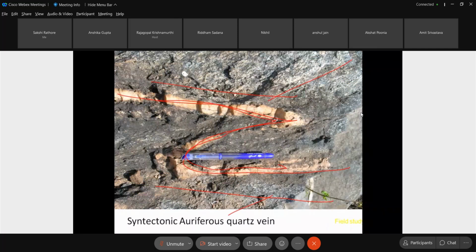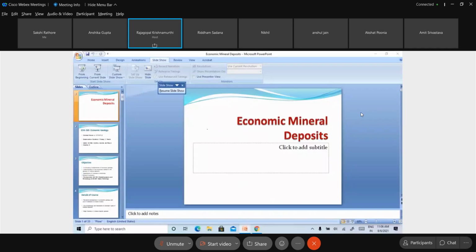Oh, getting stuck. Oh God. My computer I have to give for upgradation. Very slow.